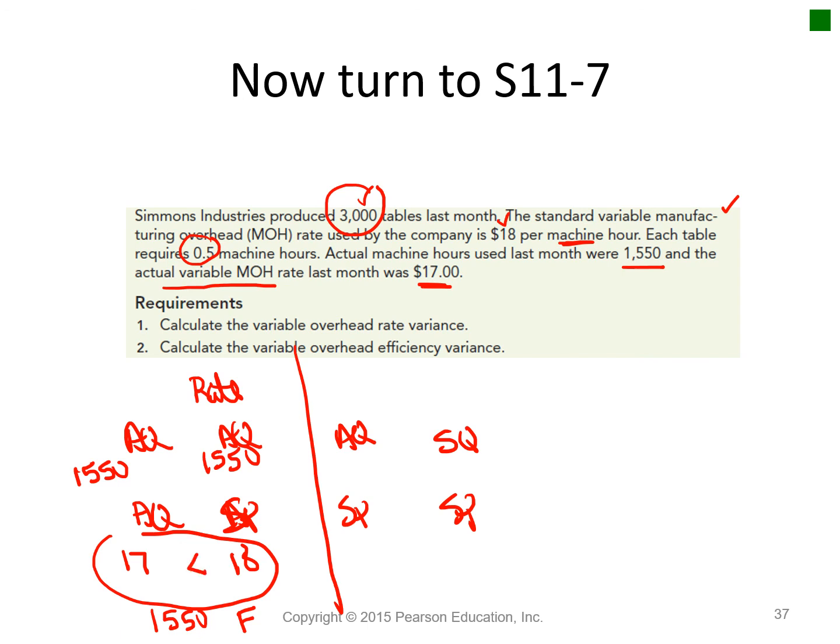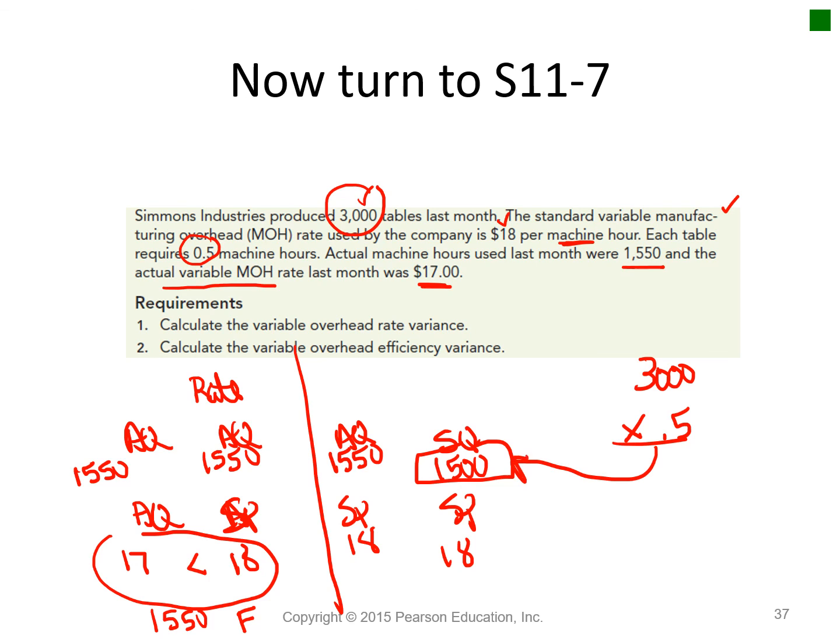When you get to the efficiency variance, again, you use the same quantity. The standard price stays the same, and then for the standard quantity, you take what you actually produced, which is 3,000, and you multiply that by 0.5. That's your standard input, which is 1,500. You take the difference, which is 50. 50 multiplied by 18. In this case, the actual quantity was more than the standard quantity, so that's going to give you an unfavorable efficiency variance. We'll give you the exact numbers in the next slide.